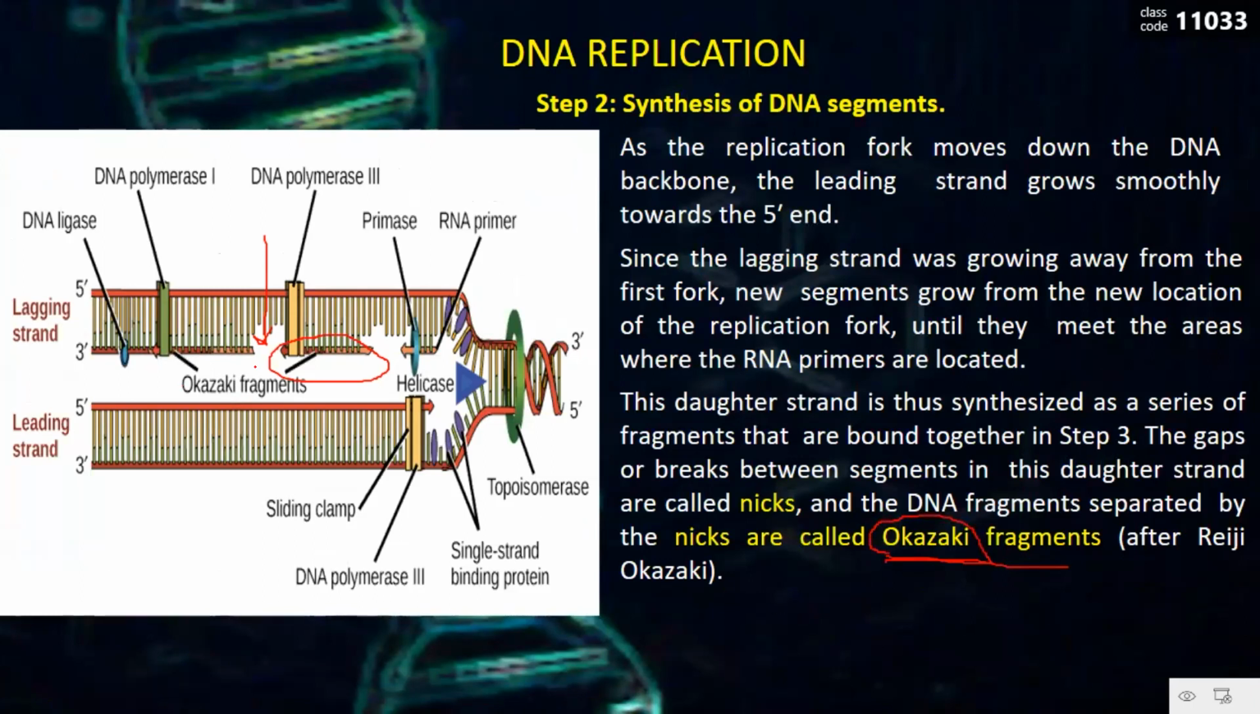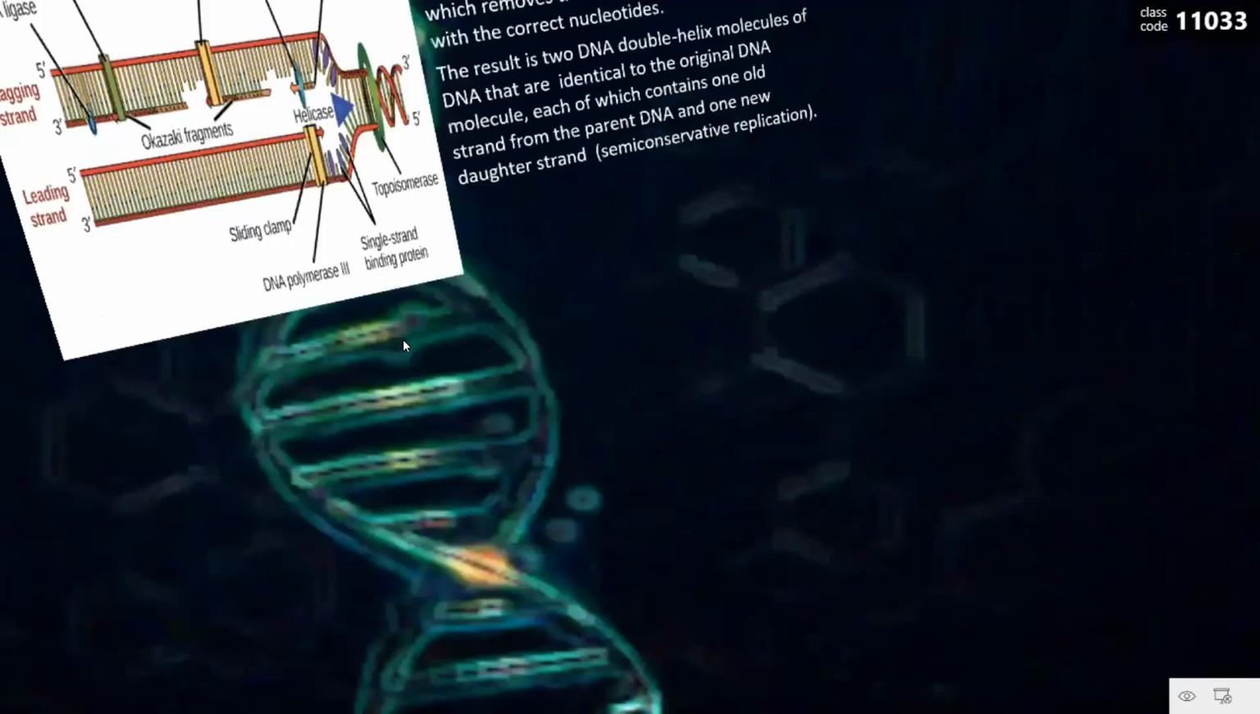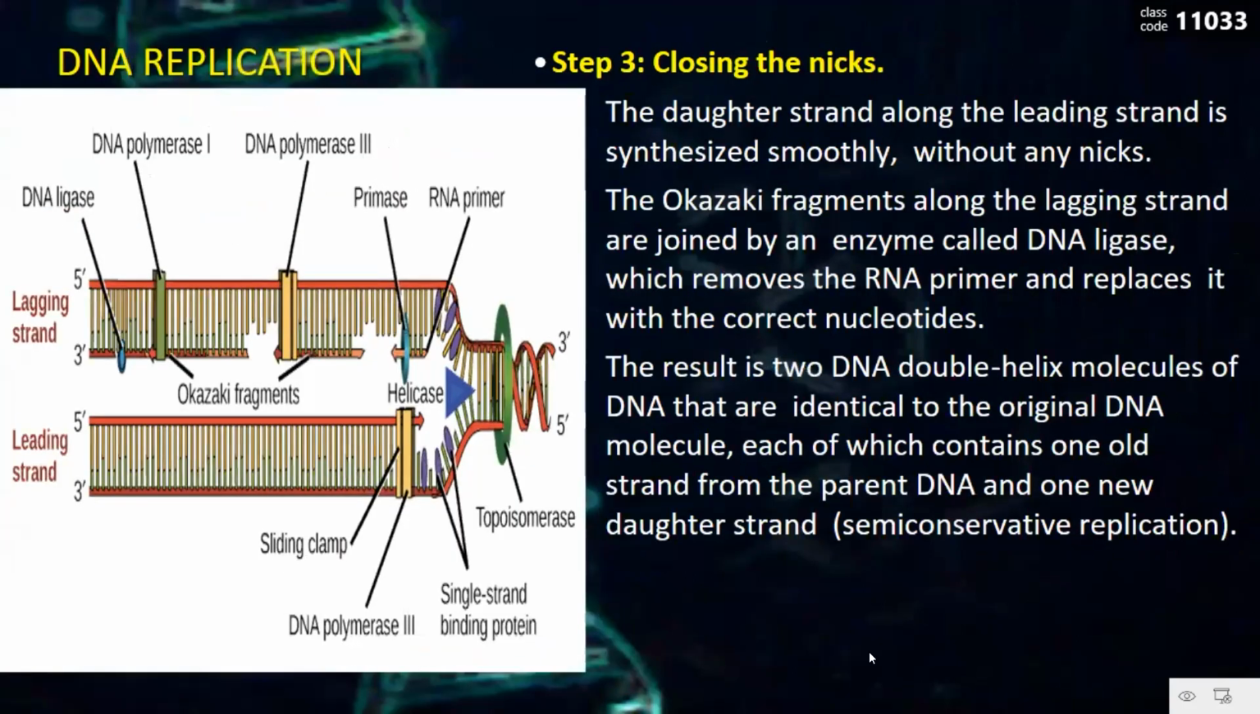So these Okazaki fragments, yan yung nasa in between the gaps. Fragments of RNA na nasa pagitan ng mga gaps natin. And of course, hindi naman po pwede that our DNA has these gaps, has these nicks, has these incomplete fragments. So hindi pwedeng ganoon. So dyan na papasok yung third step natin, which is closing the nicks. We need to close those nicks.